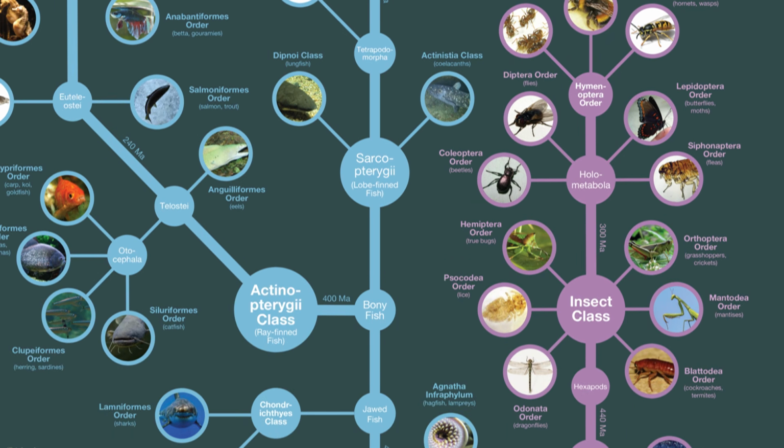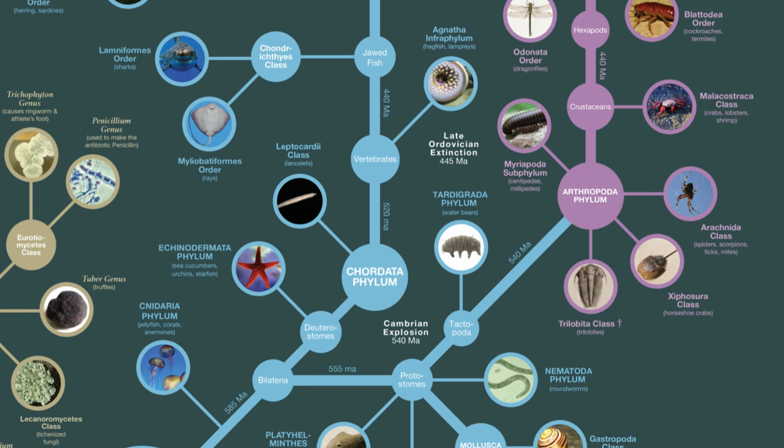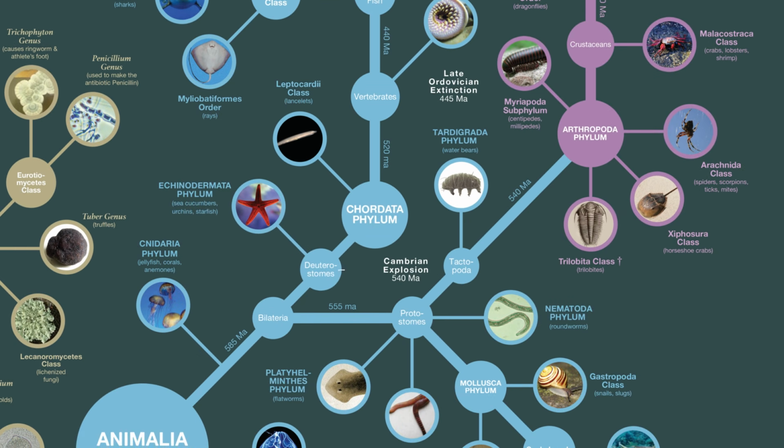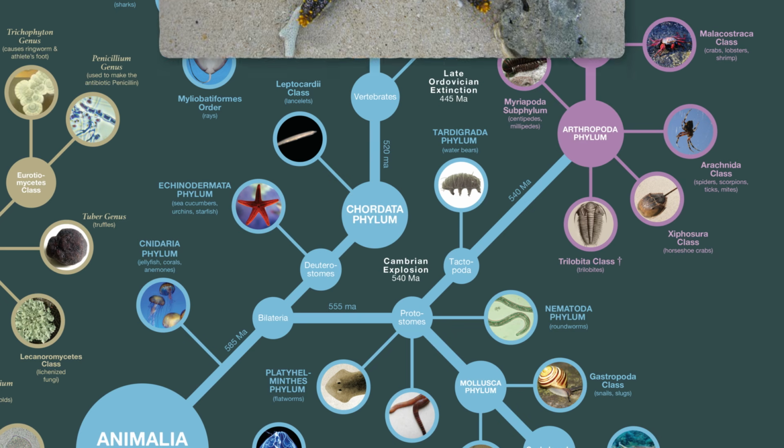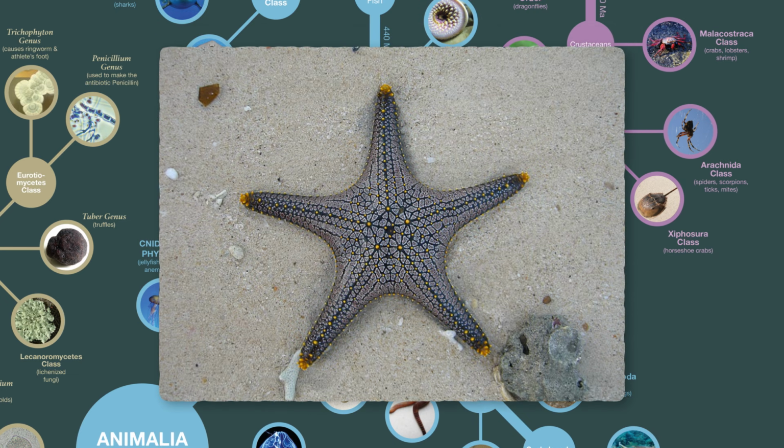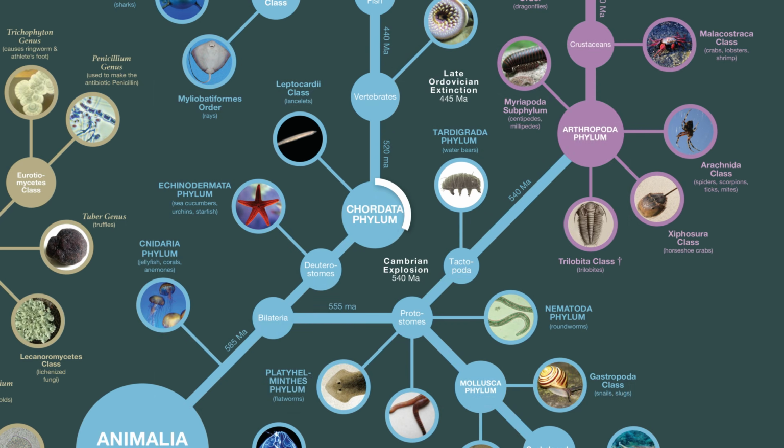Okay, let's now go all the way back down to Bilateria and follow the deuterostome branch instead. First off, you'll notice starfish, which you might not think of as having bilateral symmetry, but which actually do, if you think of it this way. However, the most important deuterostome phylum is Chordata.